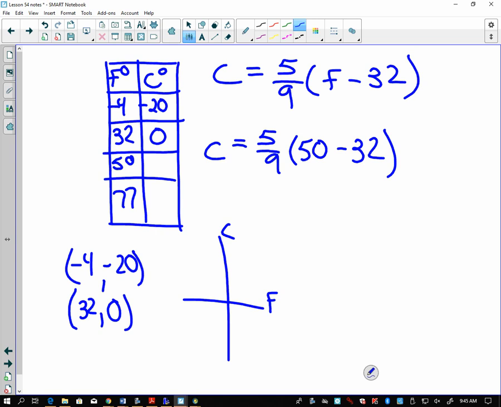And then finally, it wants you to find the slope. We can find the slope of our line using just 2 points, right? What formula do I use to find slope with 2 points? y2 minus y1 over x2 minus x1. So I would do negative 20 minus 0 over negative 4 minus 32. That would give me my slope. I'm going to simplify that, but that's going to give me my slope.